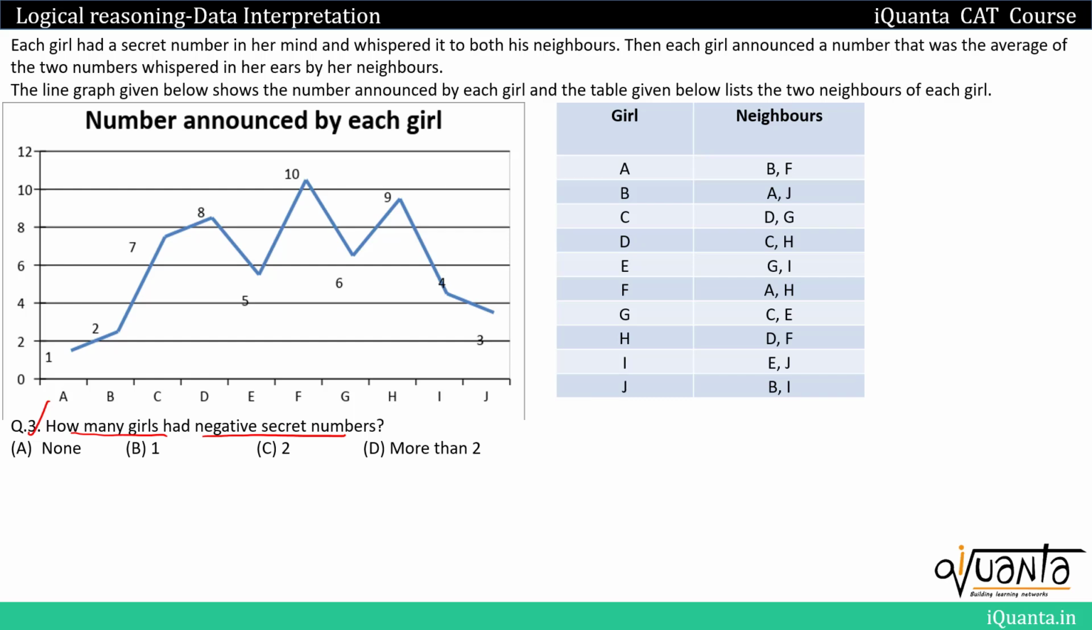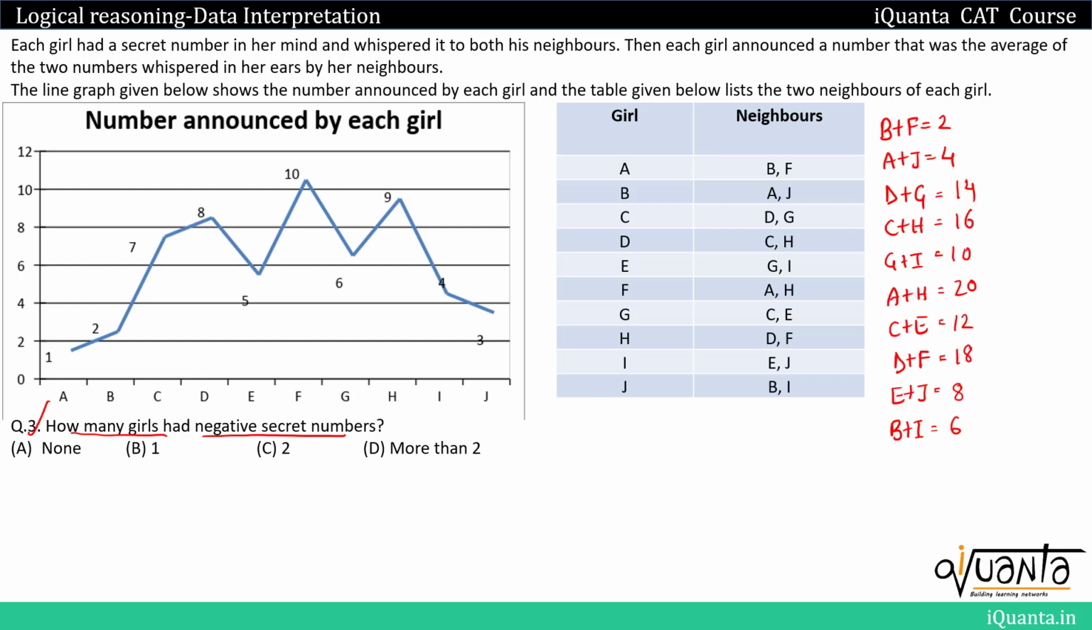In the previous question, I calculated the value of c, which was 2. Using that, I can calculate the values of a lot of variables. From this, I can find out the value of h. h will be equal to 16 minus 2, which gives me 14. If I have h, I can find out the value of a from this equation. a will be equal to 20 minus 14, which gives me 6. I have the value of c, so I can find out the value of e. e will be equal to 12 minus 2, which gives me 10.